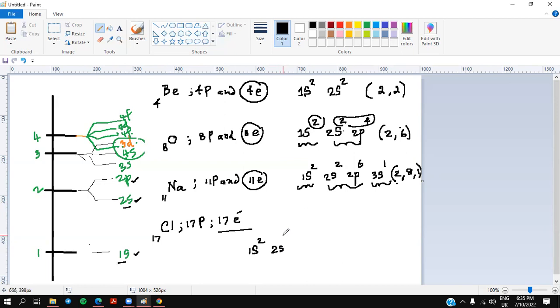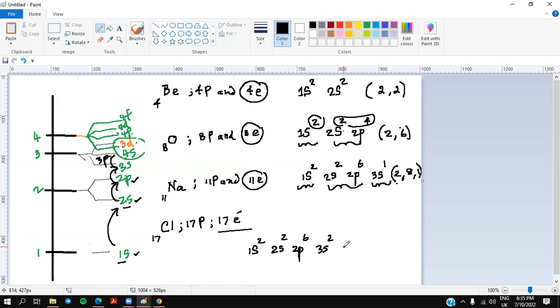2s can have maximum 2 electrons. After 2s, we go to 2p. 2p can have 6 electrons. We have plenty of electrons. After 2p, we go to 3s. 3s2. After 3s, we go to 3p. This is 3p.